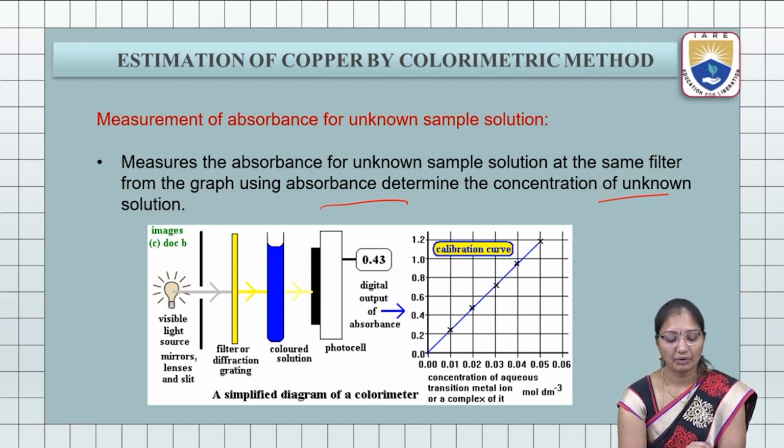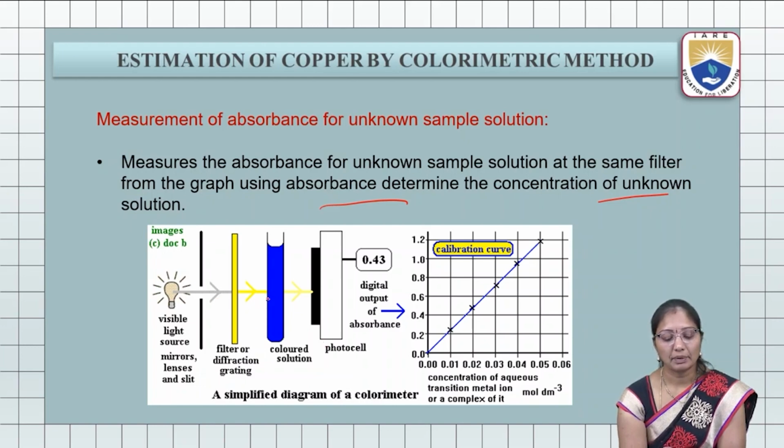Here, the theory which we have seen is a pictorial representation of all the theory which we have come through. Now this is the visible light. It is passed through these filters, the diffractor or gratings or filters. Then it enters into the colored solution. This is like our copper sulfate solution. Then here the photocell will be there.